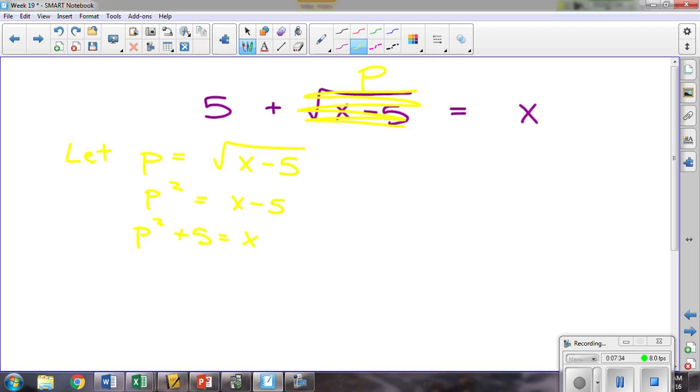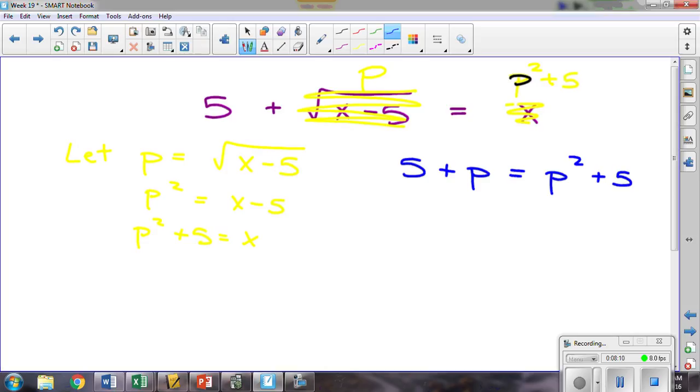And now this is something we can substitute in here, getting p squared plus 5. This is why it's called the substitution strategy, because we're doing a change of variables to make a substitution. Now that we have this problem, oh, what do you know? This works out pretty nicely. We have to solve the problem.